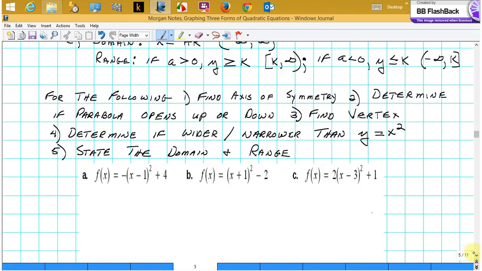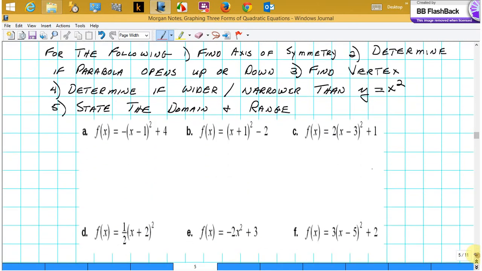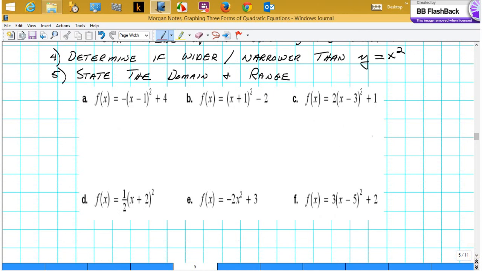Before we get there, let's do a couple quick problems where before we plot, we're just going to determine on these problems if it's going to open up or down, narrow or wider than y equals x squared, and state the domain and range. All right, so I'm going to do that real quickly here. So let's look at the first one.